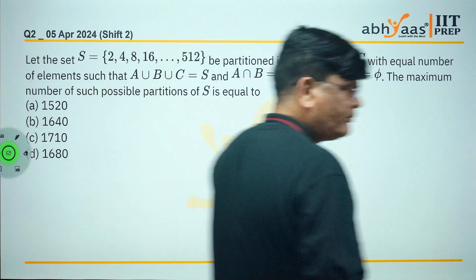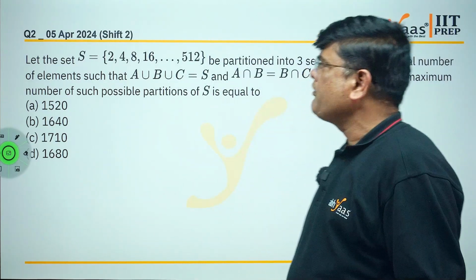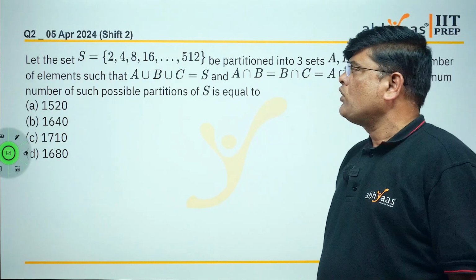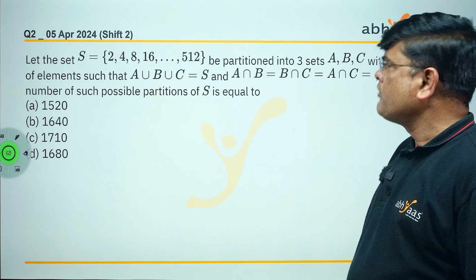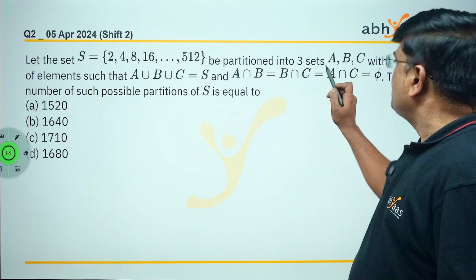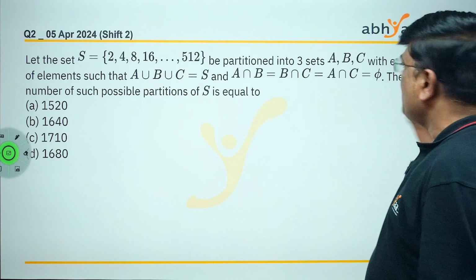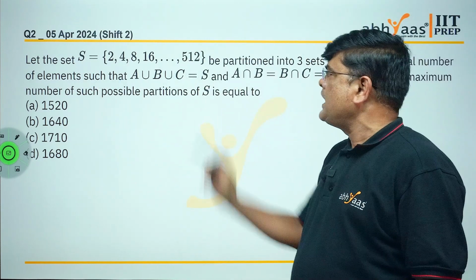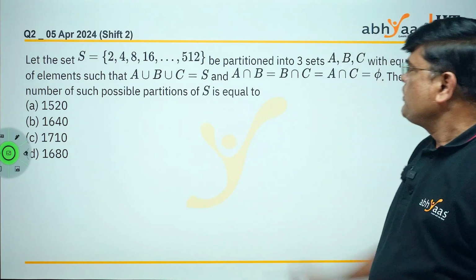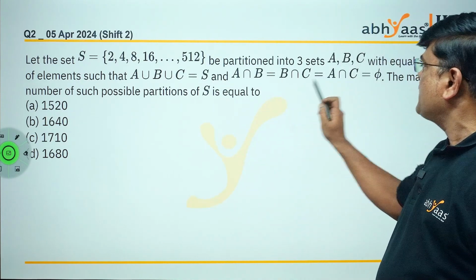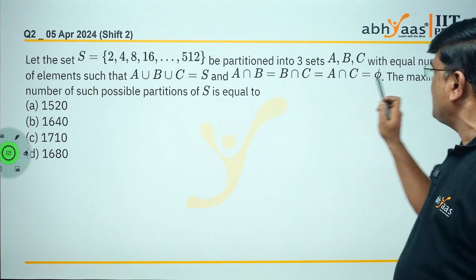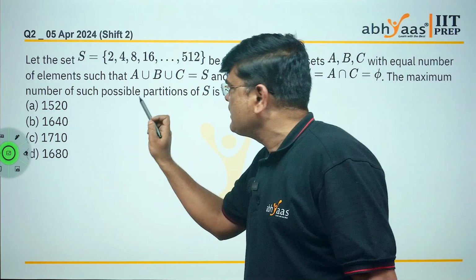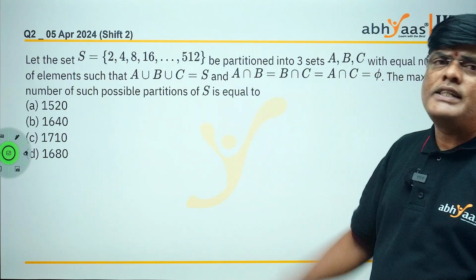Now see the next question. First try to understand the given question. Let the set S equal the collection 2, 4, 8, 16 and so on up to 512, be partitioned into 3 sets A, B, C with an equal number of elements such that A union B union C equals S, and A intersection B equals B intersection C equals A intersection C equals the null set. Now the maximum number of such possible partitions of S is equal to.